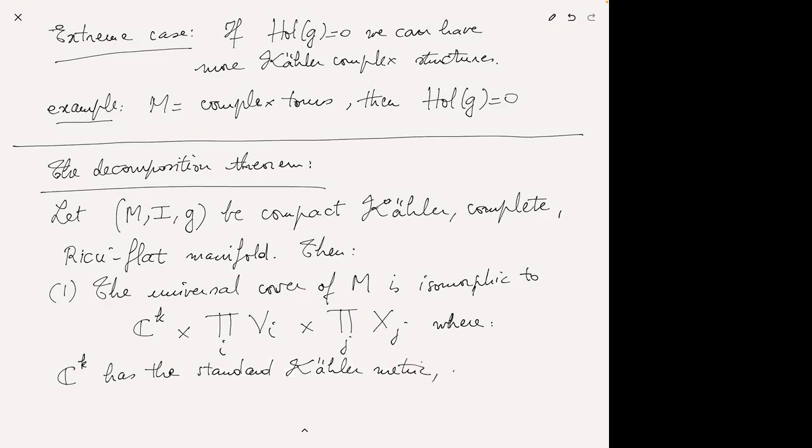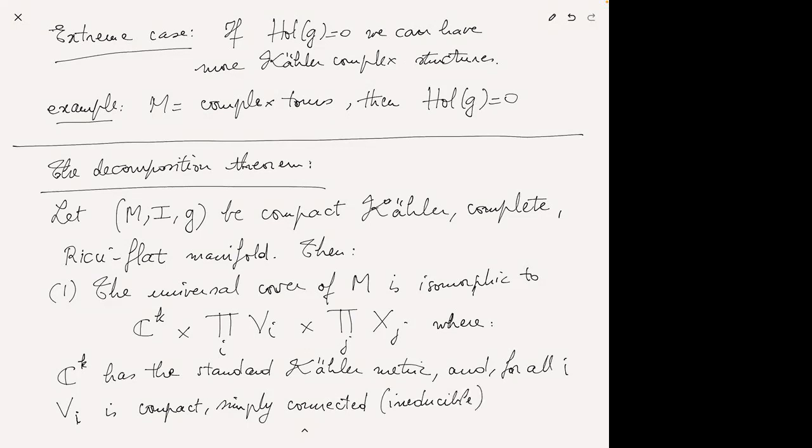And for all I and J, let me just say for all I first: V_i is compact, simply connected, with holonomy, and of course irreducible, because the irreducibility follows from the fact that the holonomy is irreducible, right? So with holonomy SU(m_i), right? So these are Calabi-Yaus. The holonomy is SU(m_i).